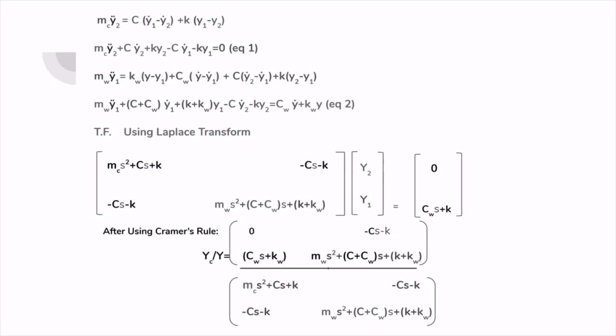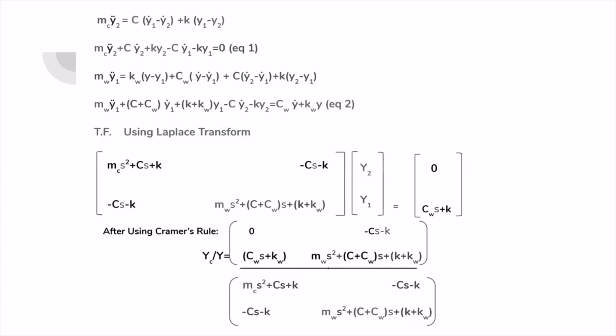Converting that to set it equal to the displacement and velocity of the ground, we find that the mass of the wheel times the acceleration of the wheel plus C plus CW times the velocity of the wheel plus K plus KW times the displacement of the wheel, minus C times the velocity of the car minus K times the displacement of the car, is equal to the damping coefficient of the tire times the velocity of the ground plus the spring rate of the tire times the displacement of the ground.